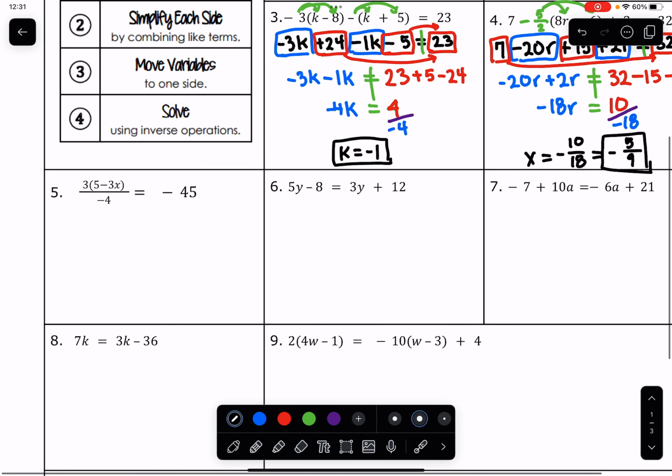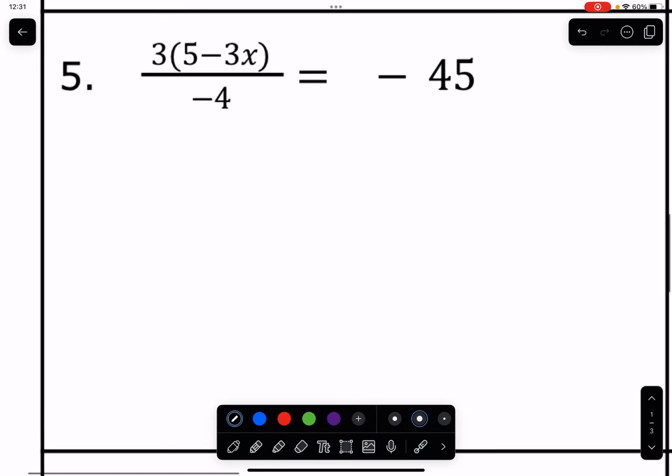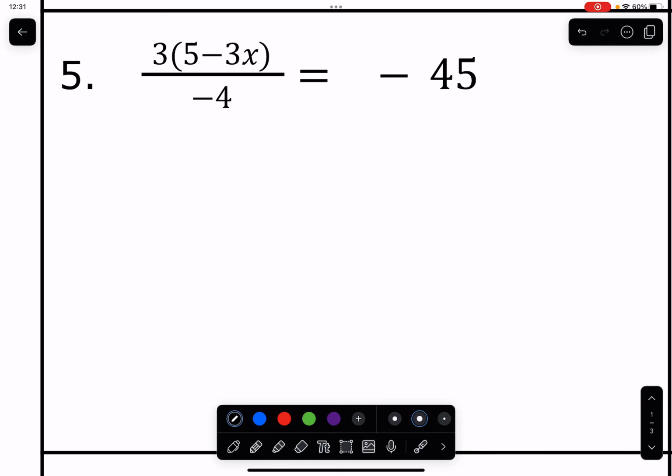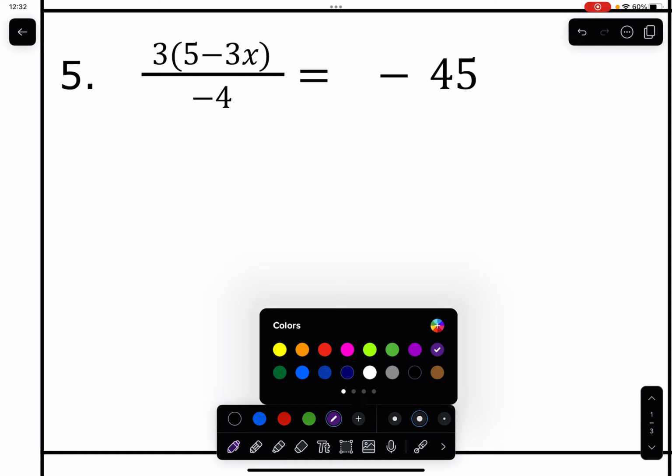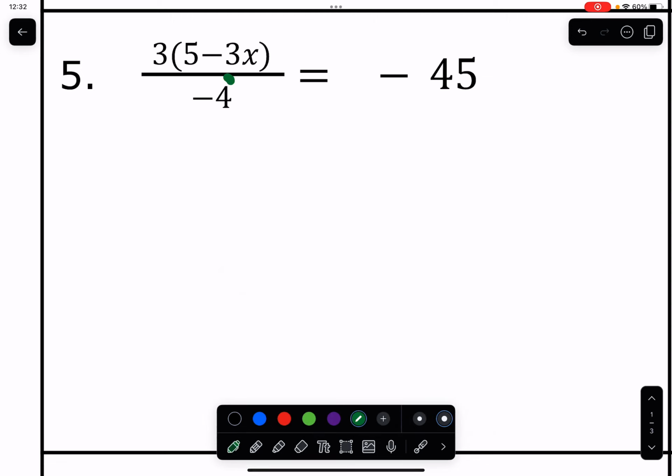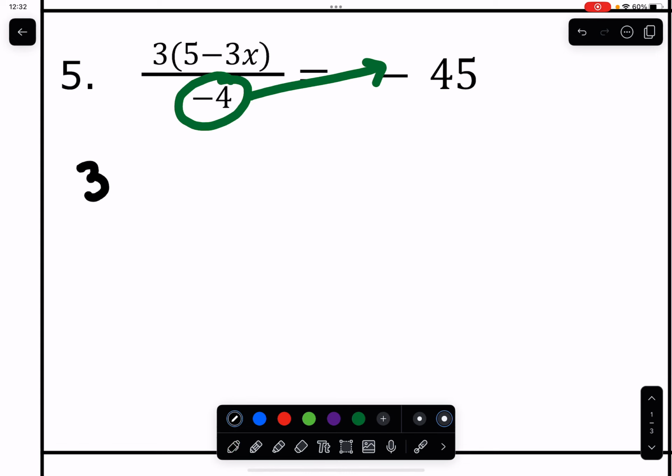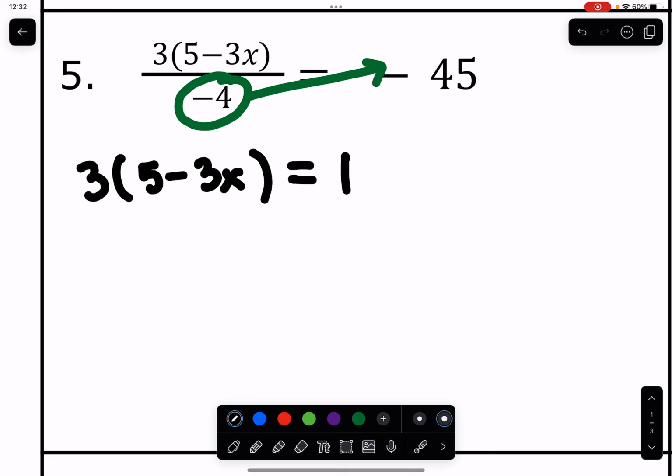All right, let's move on to the next example. Now, this one's a little bit different from all the other ones because now we have a fraction. In order to solve a linear equation that's in fraction form, we get rid of the denominator. And the easiest, most convenient way of getting rid of the denominator is to cross multiply. So we're going to multiply this with the negative 45. So we're going to keep the 3 parentheses 5 minus 3x, and cross multiplying 4 with 45 gives us a total of 180, positive 180, since we're multiplying two negative values.